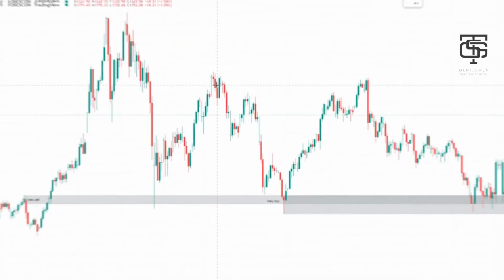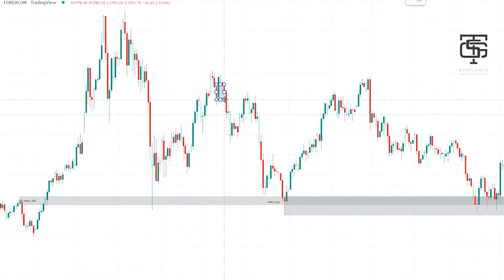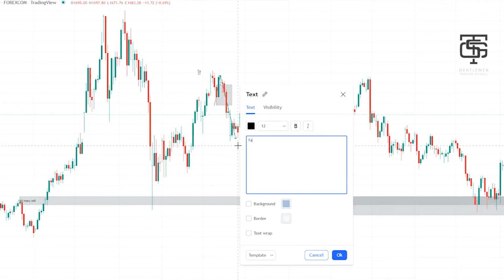Look at this. I will go through with you slowly so that you guys understand. First, identify what this is. This is a Marry Buy, but a Marry Buy that failed. So we have the first one, which we're gonna write down as Fail Marry Buy.